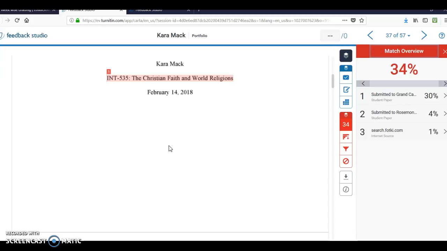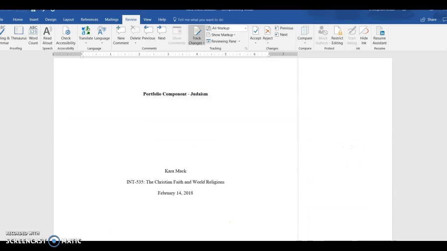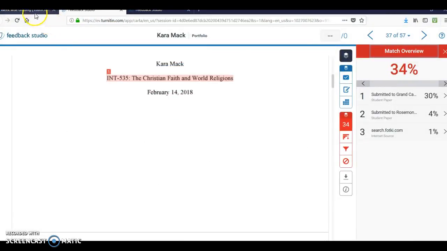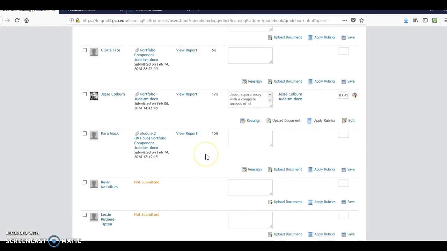So I started reading your paper, and I noticed several block quotes throughout. So I look at the percentage from similarity, which is not too bad. If you look over at the box where you submit it, it shows me 15%. That in itself is not a concern.